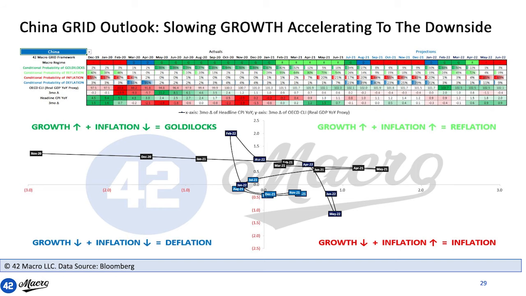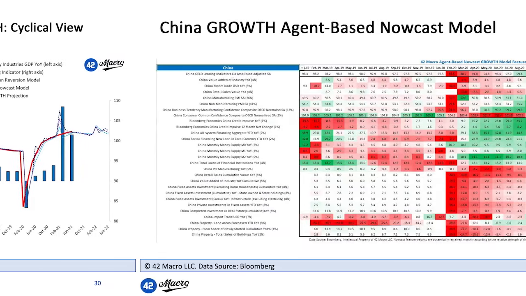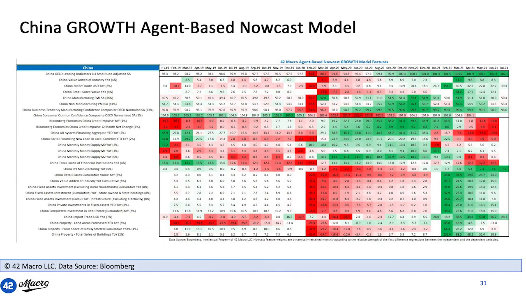Sorry, mouthful. On slide 30, looking at China growth from a cyclical and secular perspective, similar thing. China's really starting to inflect and accelerate to the downside here. On slide 31, you're actually already kind of seeing this in the high frequency data.